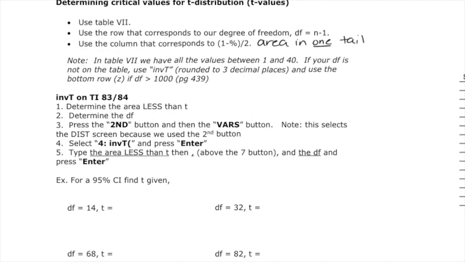And I'm actually going to default to using the inverse t function on our calculator. I think it's a little bit easier, and it works all the time. But there is going to be some holdups with that as well. The following are the instructions for how to use inverse t on our calculator. First, you want to determine the area less than t, so that's to the left. Find your degrees of freedom. Press the second button and then vars, and that opens up our distribution menu, and we're going to select 4, which is inverse t. Then you're going to type the area less than t, then a comma, which is above our 7, and then the degrees of freedom, and press enter.